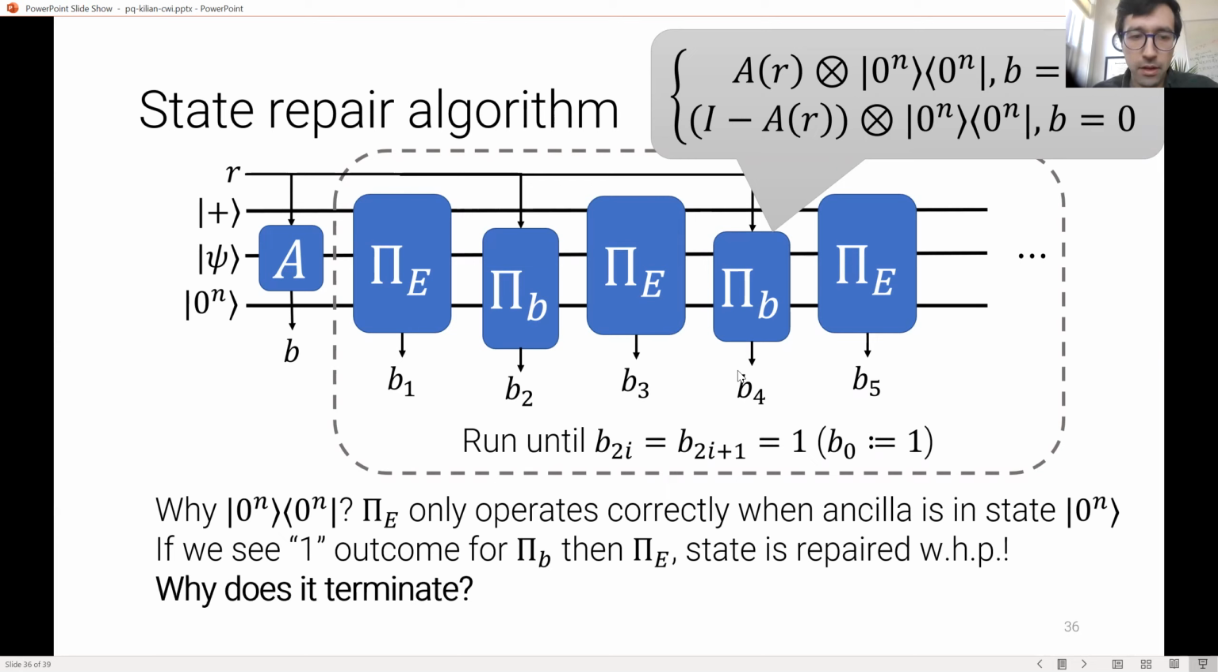Okay. So the question is, why does it terminate? That's the key thing. So does it make sense? Why, if this procedure terminates, then we're good. We've repaired the state.